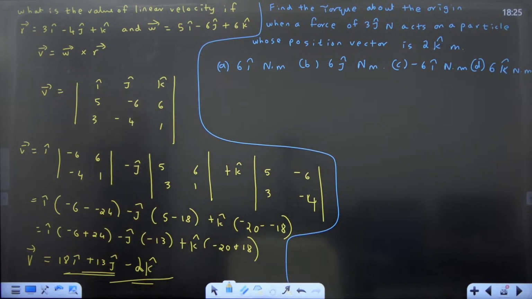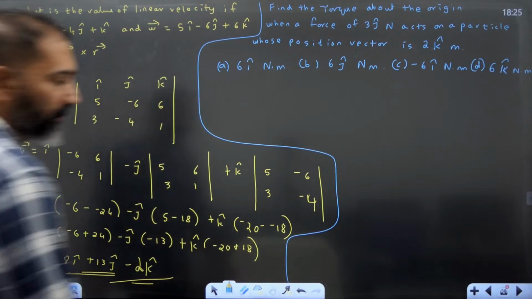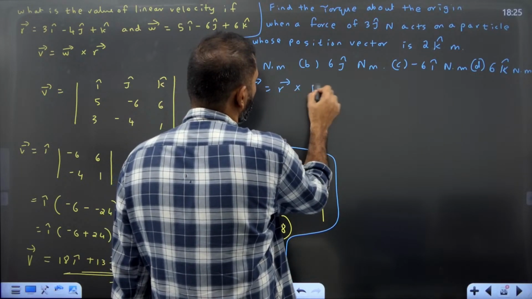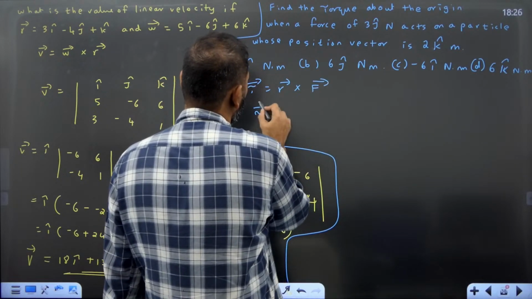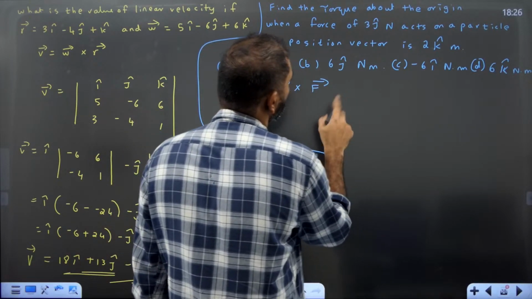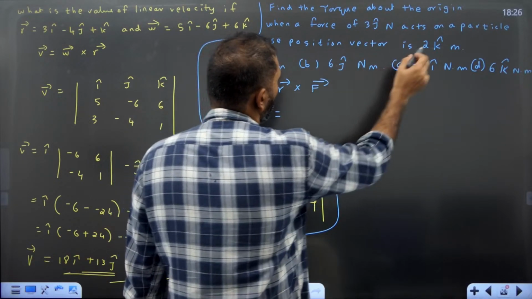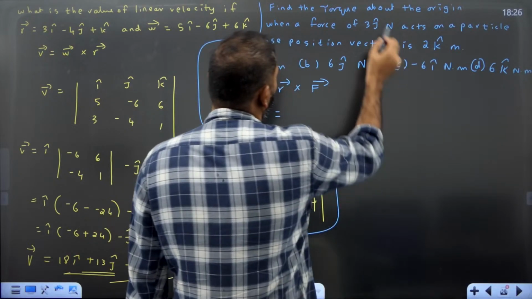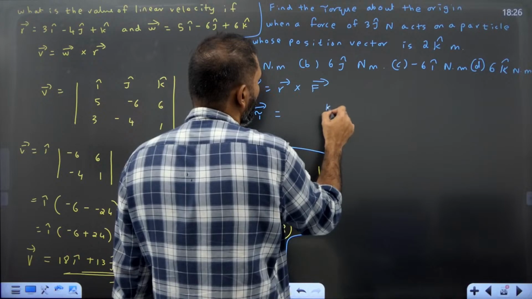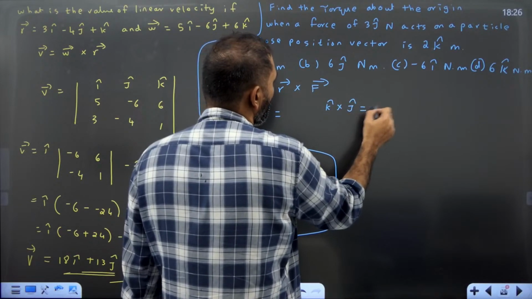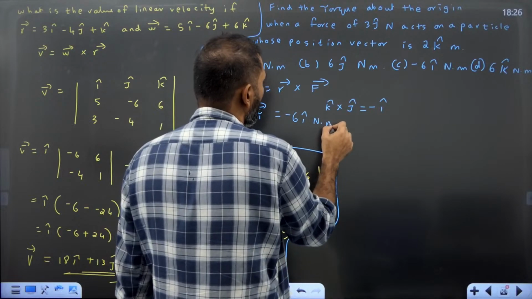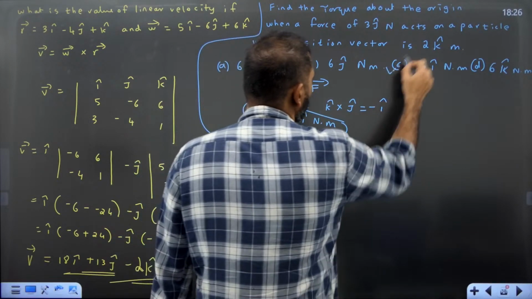Answer is very simple. Torque is equal to R vector cross F vector. So what is R vector here? 2 into 3 is 6. Since R vector is K cap and F vector is J cap, K cap cross J cap is minus I cap. So the correct answer is minus I cap Newton meter. So the correct option is option C.